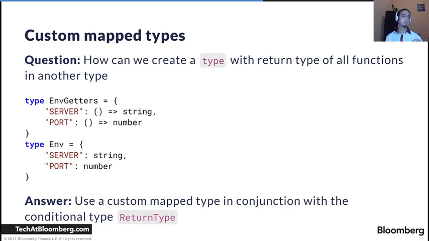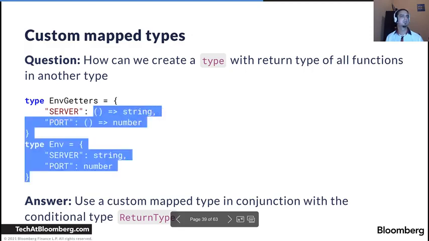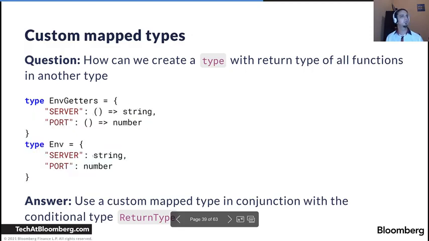So we're going to need an extra type here. We're going to need ReturnType, which is a conditional type, which we will go into a bit later. But for now, ReturnType just takes a function type and returns the return type. So for example, for server, since we have here a function that returns string, ReturnType would just return string from this function type. So we're going to need a custom mapped type together with this ReturnType.